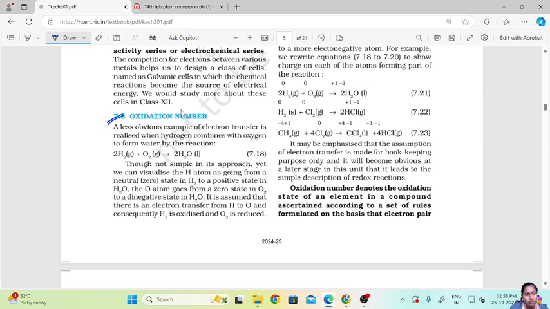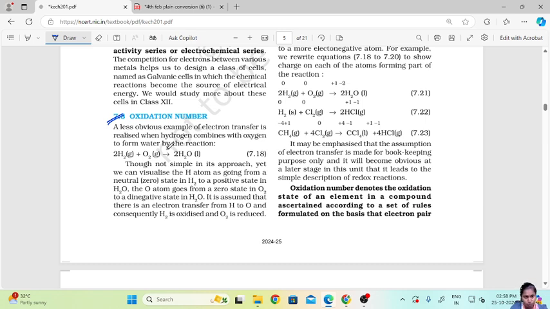So a less obvious example of electron transfer is realized when hydrogen combines with oxygen to form water by the reaction. So oxidation, we have learned in our previous video about oxidation and reduction with respect to hydrogen, with respect to oxygen and with respect to electrons also.